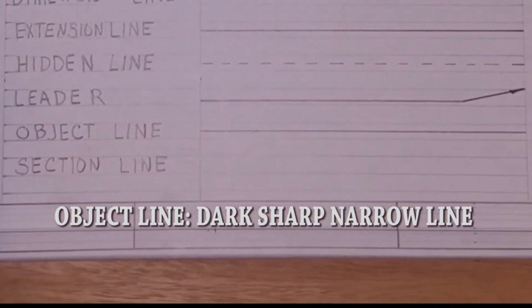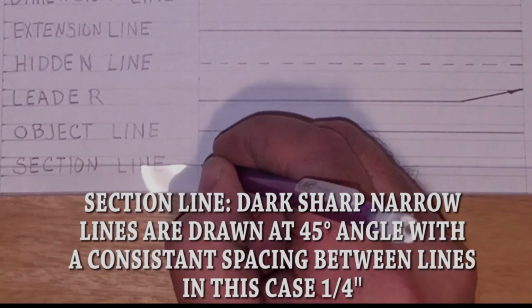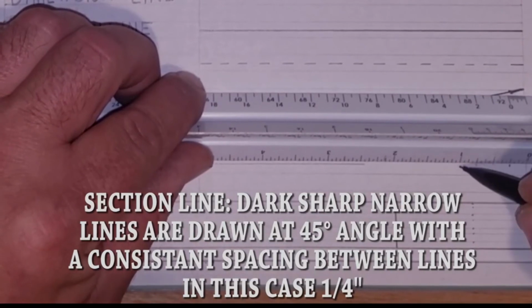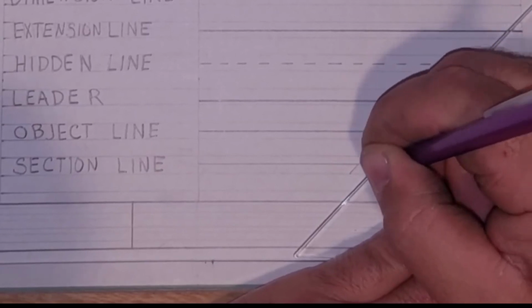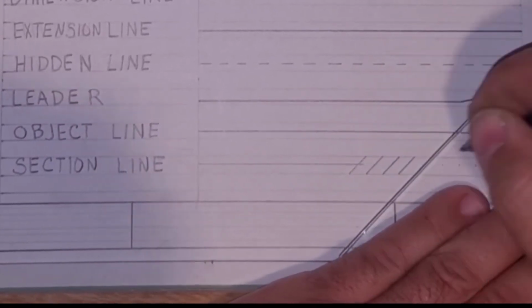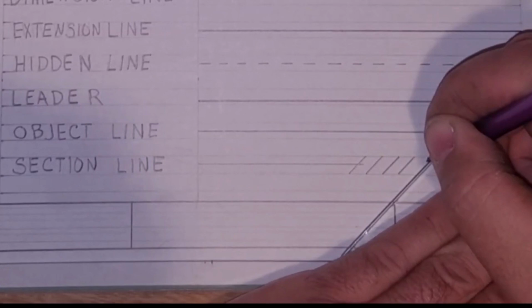Object line is just a dark, sharp, narrow line. Section line. Section lines are a little bit on the unique side because they're actually drawn at a 45-degree angle in most cases. Sometimes you will adjust the angle due to the actual object itself. Maybe the object has a lot of 45-degree angles in it, and if you put a section line in there at a 45, it could get lost. So sometimes the angle changes, but in this case, we're going to draw it at a 45-degree angle with a 1/4 inch space between each one of those marks.